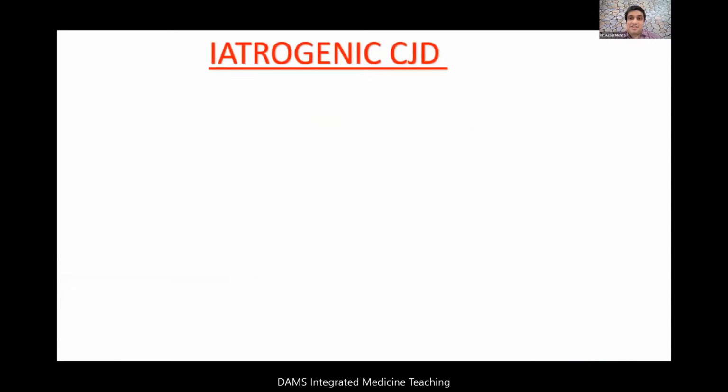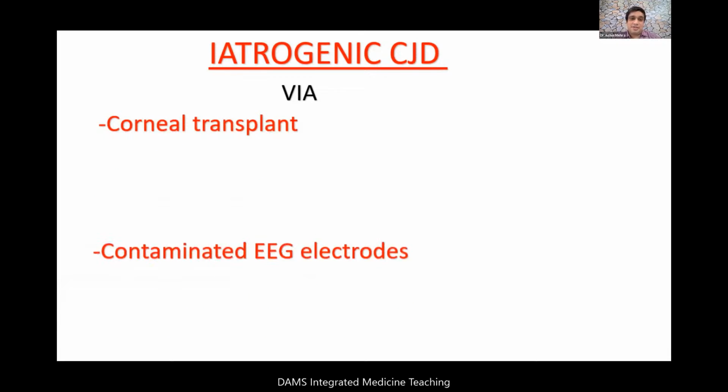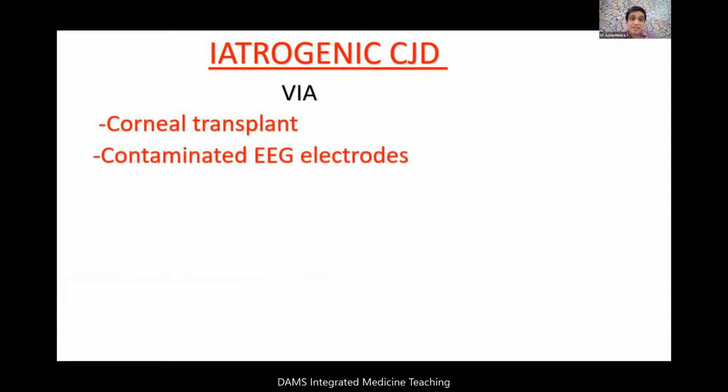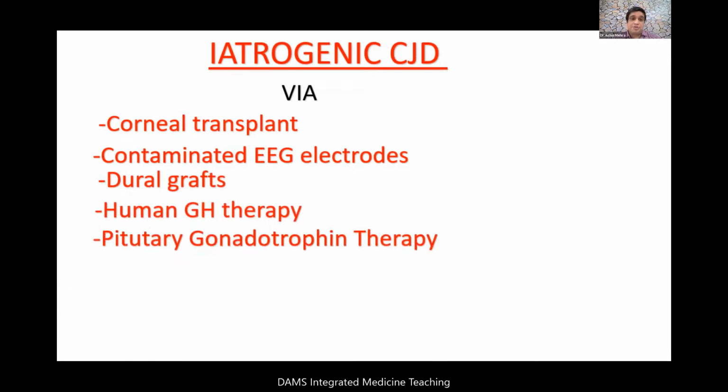And iatrogenic CJD, never forget, this is a very, very important topic again. Iatrogenic CJD comes via the corneal transplants. Yes. Contaminated EEG electrodes, the dural grafts, the human growth hormone therapy, and pituitary gonadotrophin therapy. So the few routes where the iatrogenic CJD can come into us are these.